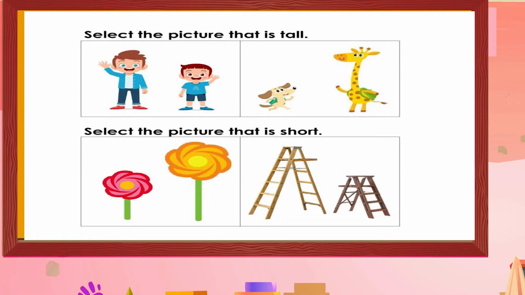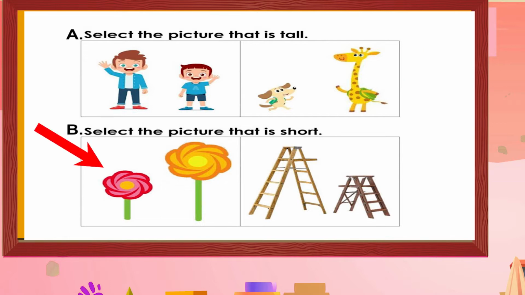Now I have some pictures here again. And we are only going to select the pictures that depict tall at the top and the ones for short at the bottom. So you can take your time, draw these pictures inside of your book, and then you can circle them. So it's your turn to do it. You'll draw the two boys, then you'll draw the dog and the giraffe, and you'll circle which boy and which animal is tall. Not short, tall.